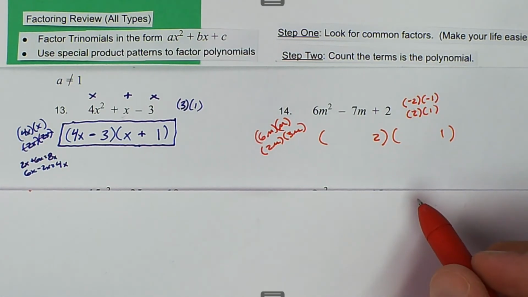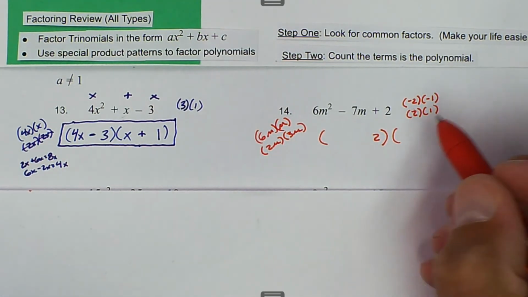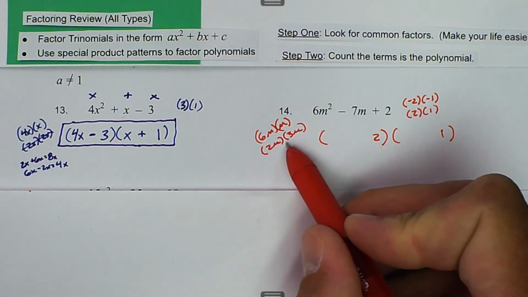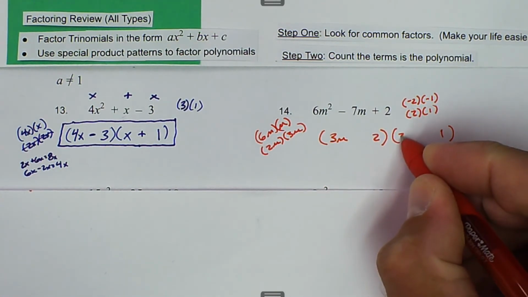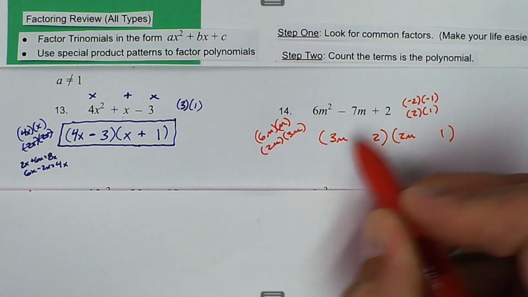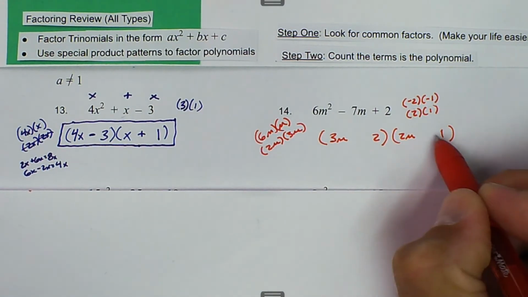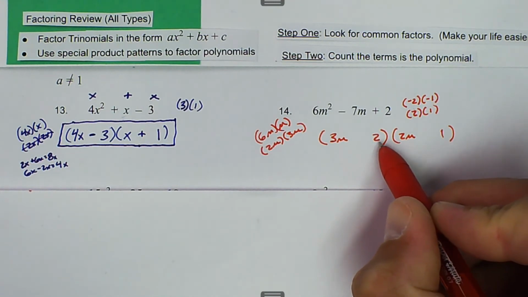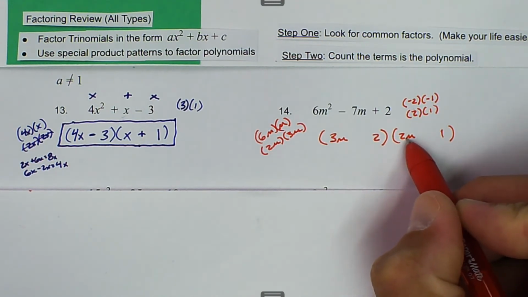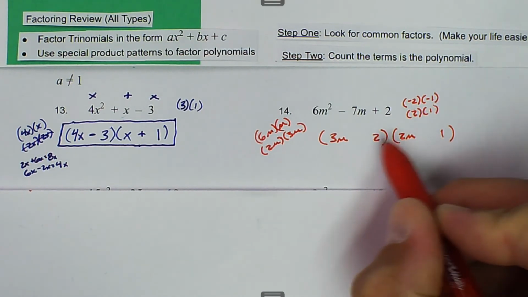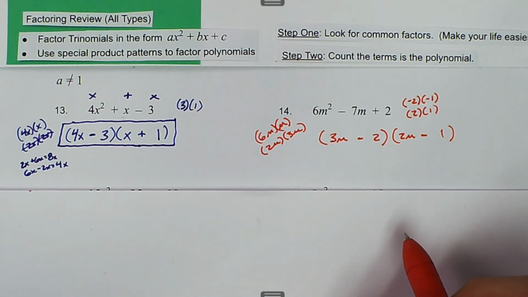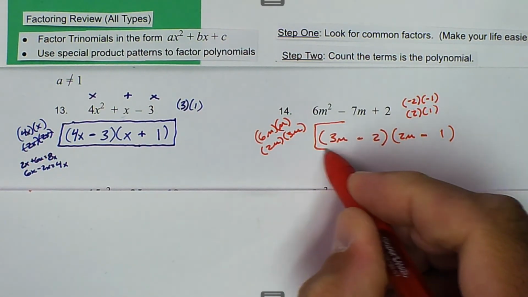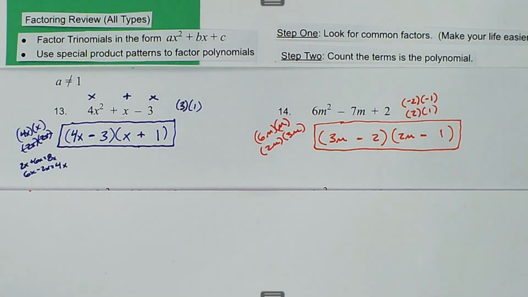And for this one, just guess and check. I'm going to pick the 2 and the 3. So I'll put 3m here, and I'll put 2. 3m times 2m is 6m squared. 2 times 1 is 2. 2m times 2m is positive 4, and that's positive 3m. So if I make them both negative, then that will be the factored form for that one. And that is just simply guessing and checking my answers.